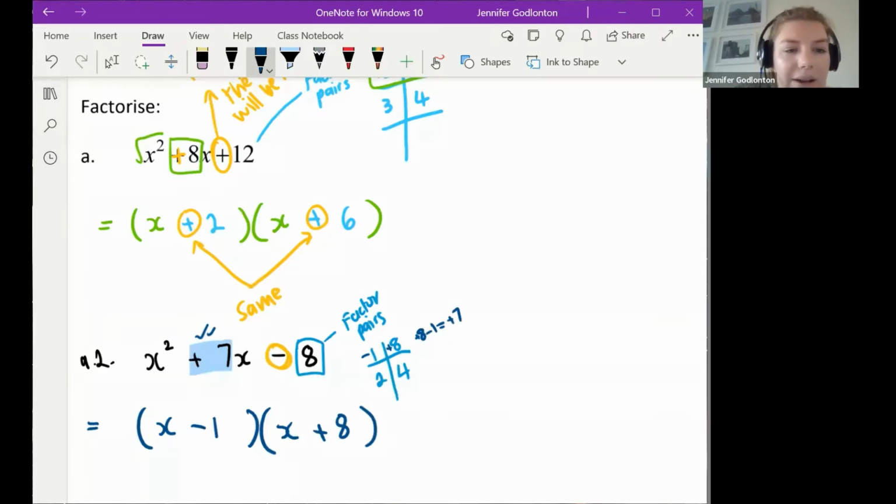Okay, Camila, how can I help? Ma'am, is it okay if I put the positive 2 in one bracket and in the other bracket positive 4? Because isn't 2 times 4 8? 2 times 4 is 8, but the problem with that is that 2 plus 4 is 6, and we need it to be 7. Oh, okay, thank you. No problem.